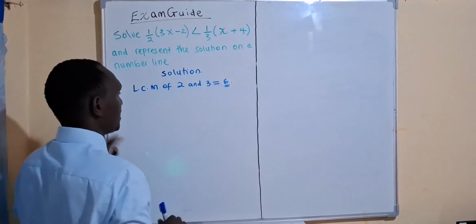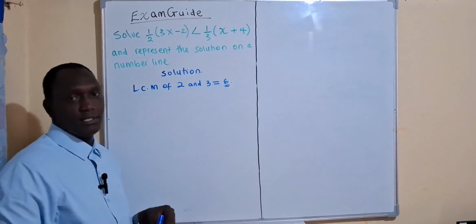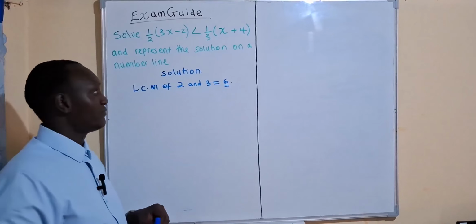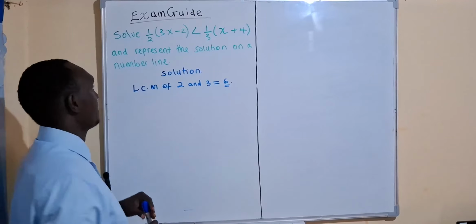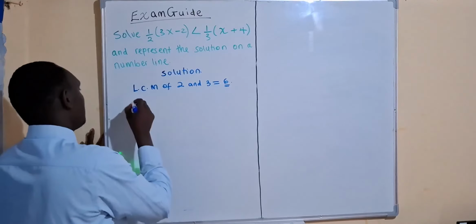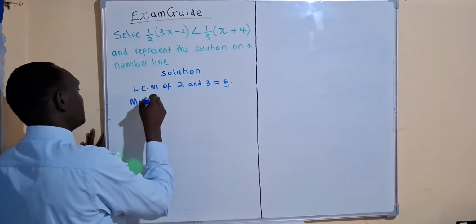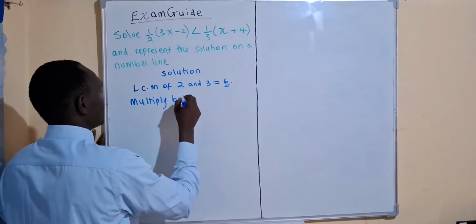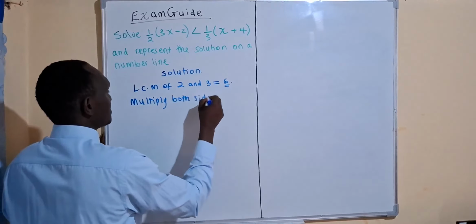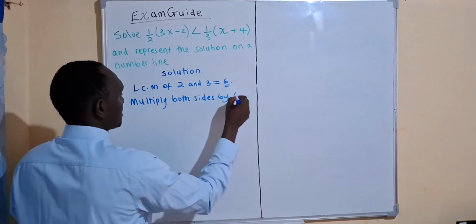If you don't know how to get the LCM of 2 or more numbers, please go to our playlist for LCM of natural numbers and you'll be in a position to learn from there. So after getting the LCM, what do we do to eliminate the denominator? We multiply both sides, all the terms, by the LCM, which is 6.